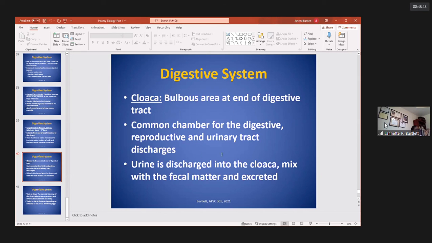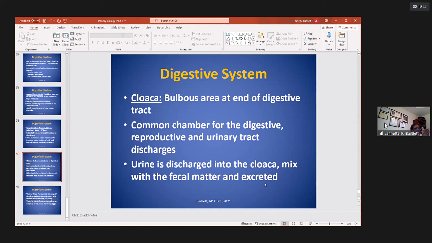So that's why it's a common chamber. Now, you guys, just to let you know, chickens do not urinate. Urine is produced, but it is discharged into the cloaca, then mixes with the fecal matter and is excreted. They do not have a separate place where urine is excreted. The urine that is formed mixes with the fecal matter and they are excreted together.